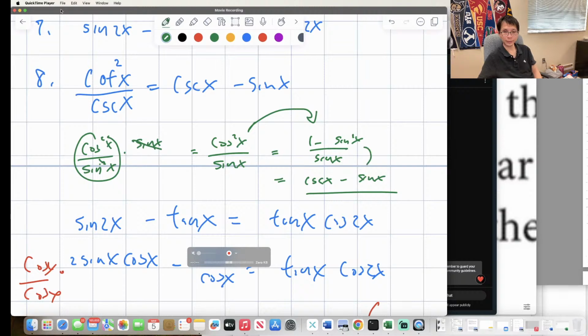Are you thinking from here to here? Just split. I sometimes skip steps. And that's gonna be cosecant of x minus sine of x. It's weird because the other way I got, oh, because the other time I wrote down sine square on the bottom. That's why.